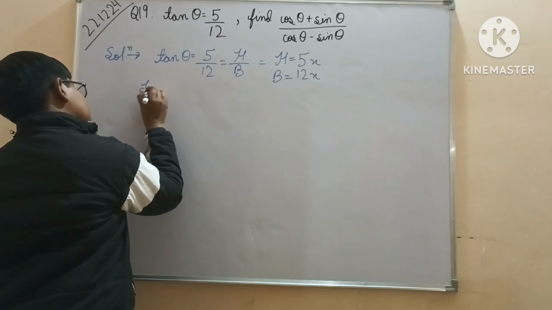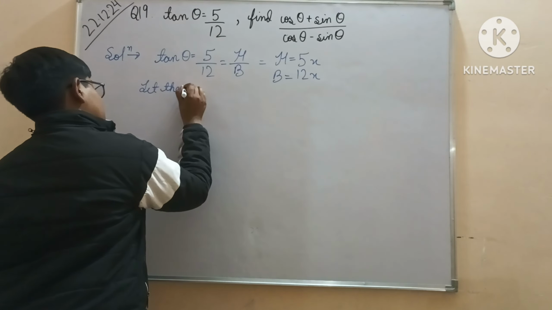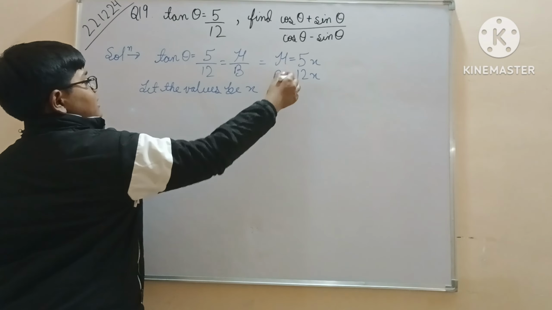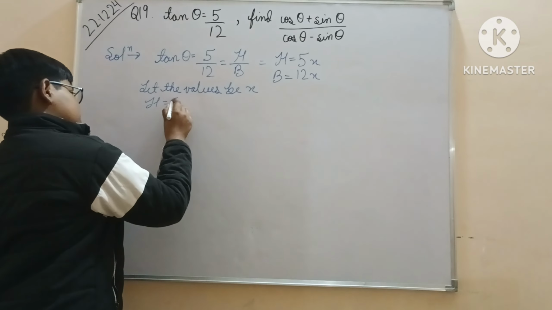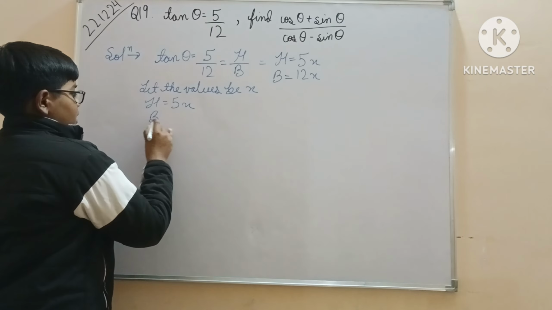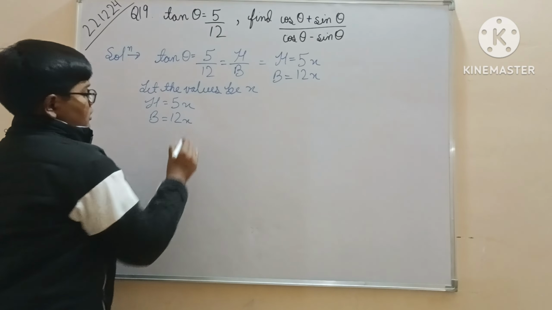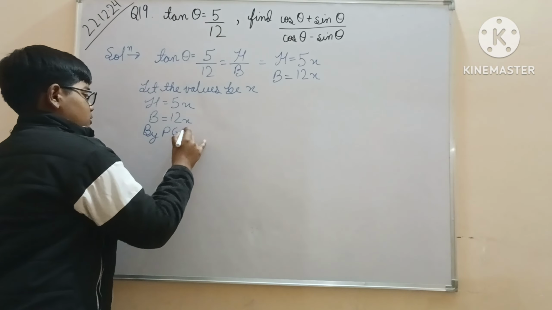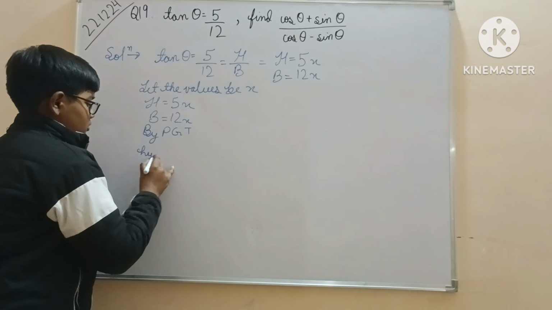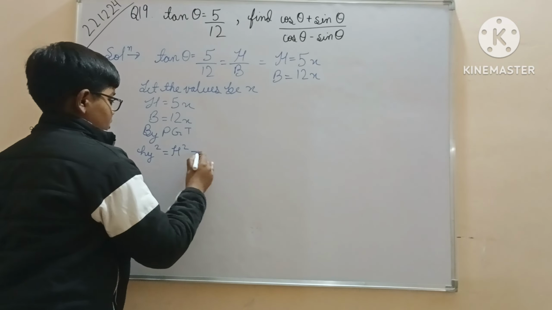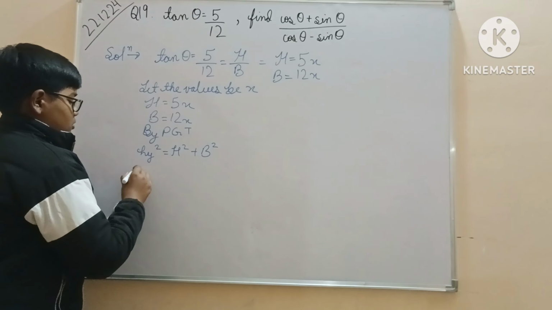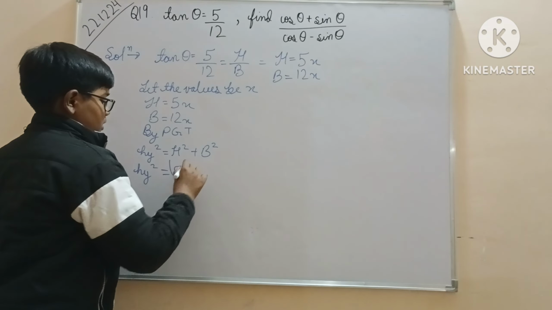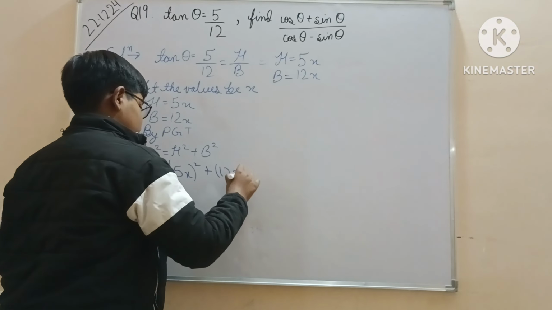We can write the same here also. H is equal to 5x, where H is height. B is base, B is equal to 12x. Now we will find the hypotenuse by Pythagoras theorem. Hypotenuse square is equal to height square plus base square. So hypotenuse square is equal to 5x whole square plus 12x whole square.